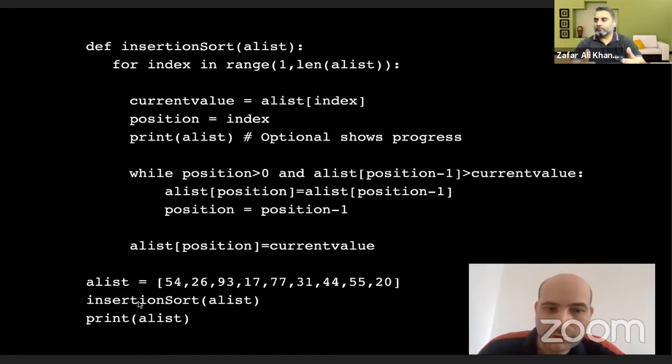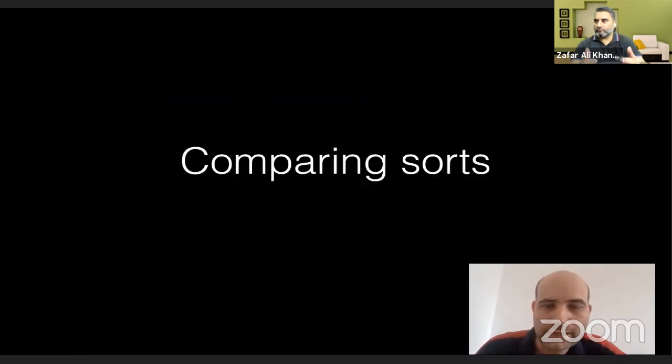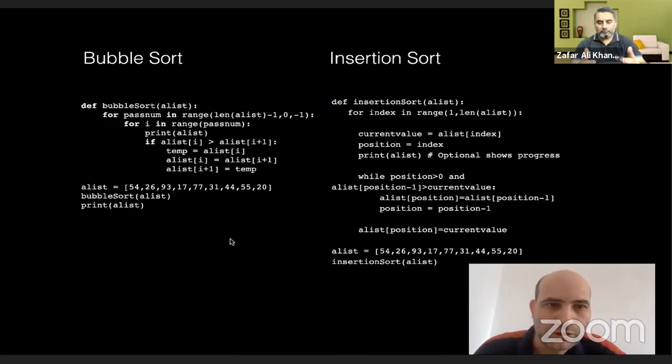Then you have your list down here, the call for the procedure and the print statement. Take a few moments to have a look through this, pause it as you need, and see how it compares to your code. Right, now let's look at the comparing of the sorts.